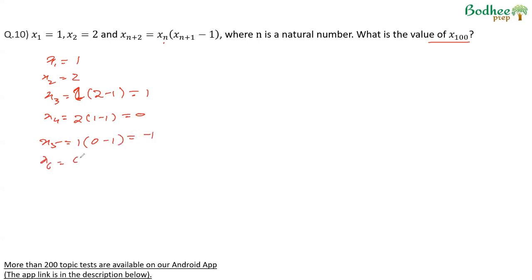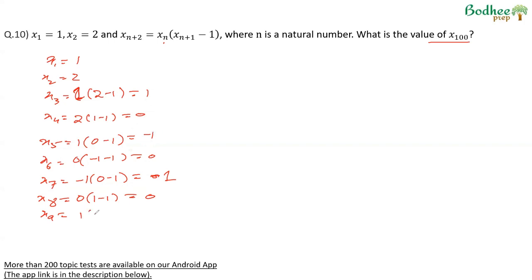x6 will be x4 into x5 minus 1, which will be 0. x7 will be x5 into x6 minus 1, which will be 1. x8 will be x6 into x7 minus 1, which will be 0. 1 and 0 we see are repeating. For writing x9, we'll use 1 and 0 in this order itself. So beyond this point, the pattern will repeat.